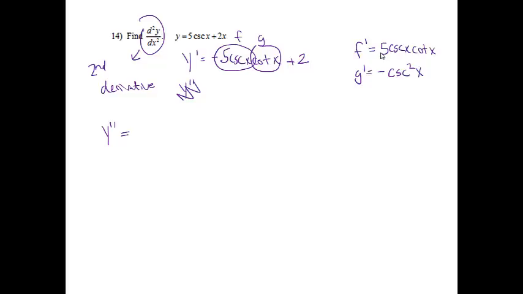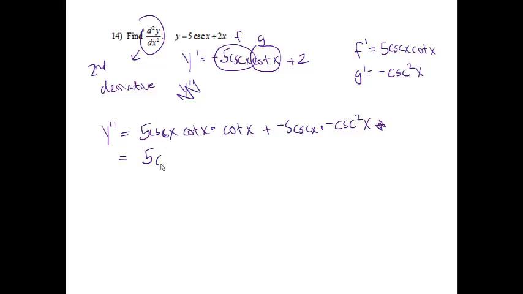Okay, so we have f prime times g, so we'll have 5 cosecant x cotangent x times cotangent x, plus f times g prime, negative 5 cosecant x times negative cosecant squared x, and then plus the derivative of 2, which would just be 0, so we don't even need that. Okay, let's clean up here.